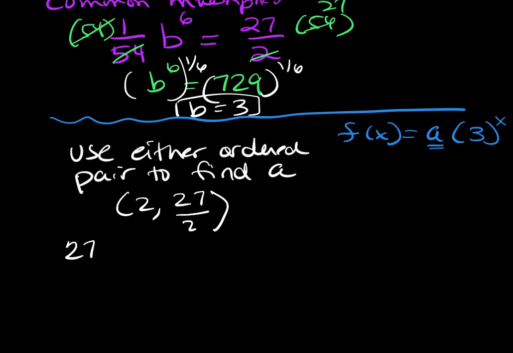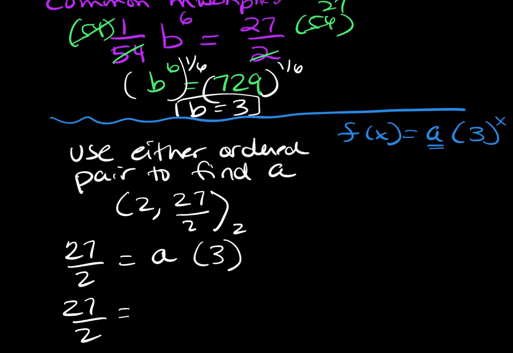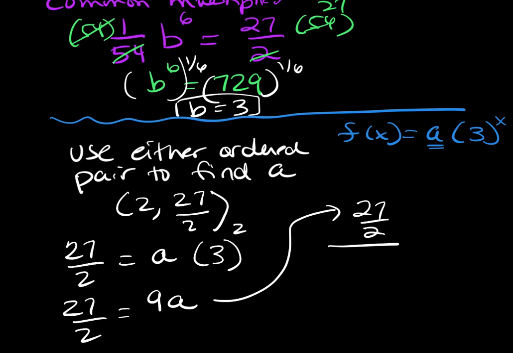So I get an output of 27/2. I don't know a. I do know my b value is 3, and I know my input is 2. So I would have 27/2 equals 9a, once I do 3 to the 2nd. After that, I'm going to divide both sides by 9. So I've got 27/2 divided by 9 equals a.